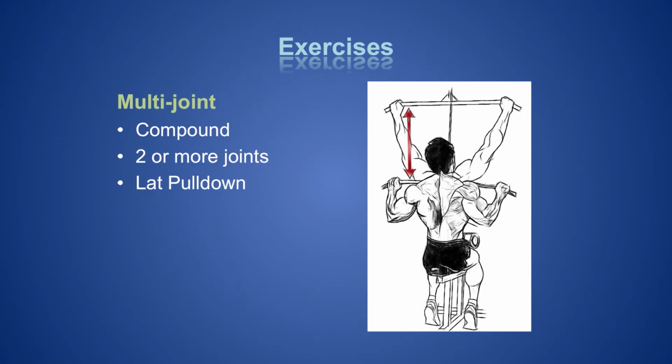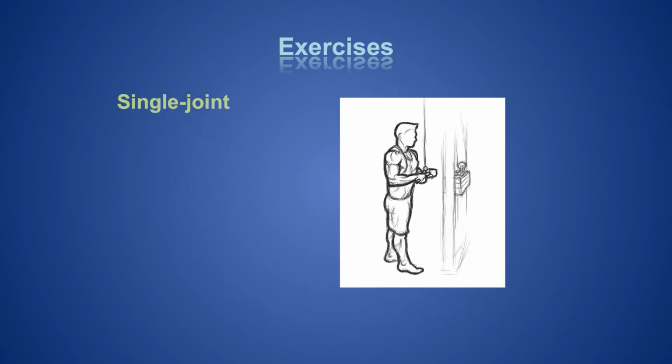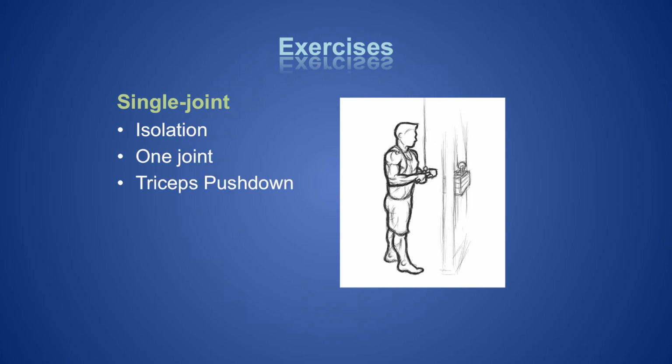Let's look at the lat pull down. When you pull the bar down to your chest, you're moving through shoulder adduction, to be exact, and bending the elbow, flexion. Whereas during a single joint movement, also referred to as an isolation movement, you're only moving through one joint, as with the tricep pushdown, elbow extension.